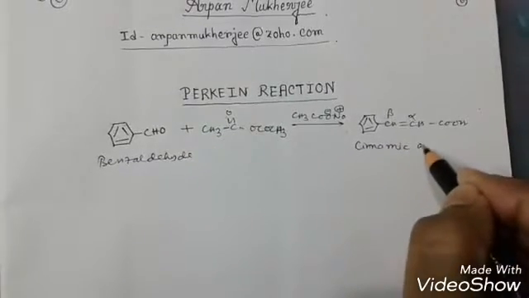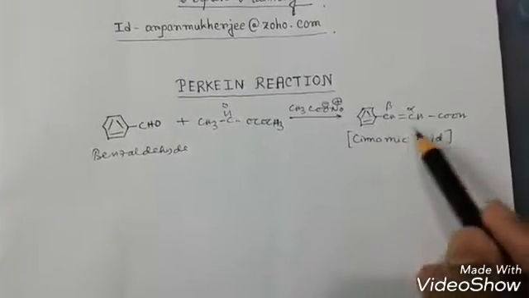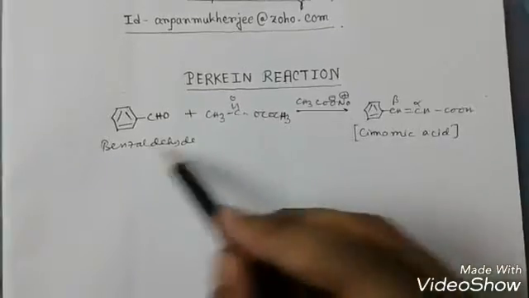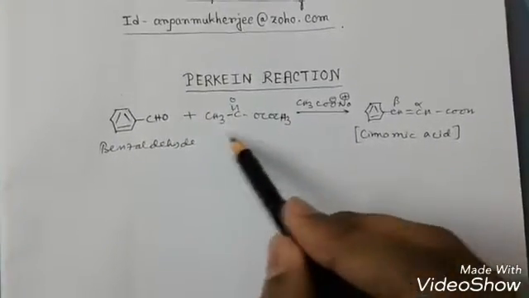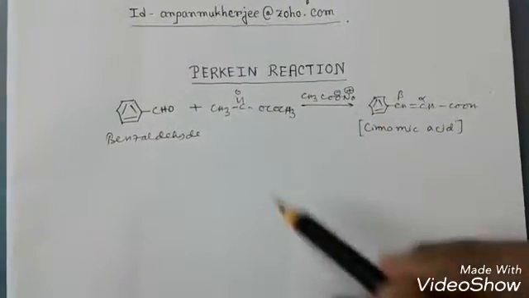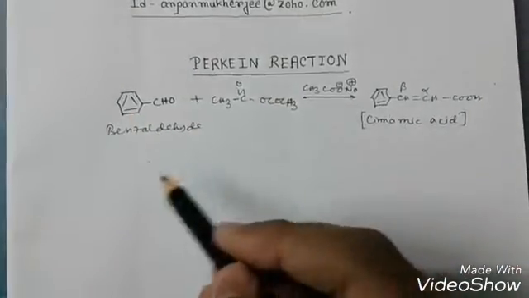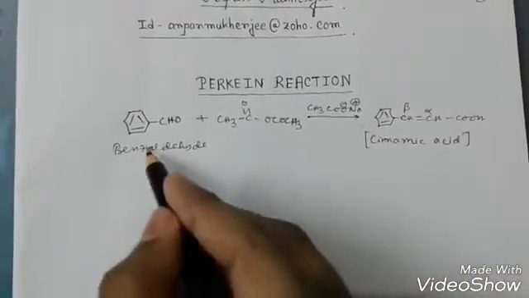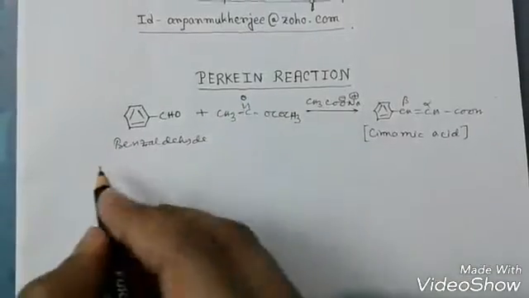Okay, so the Perkin reaction is used to prepare cinnamic acids from benzaldehyde or aromatic aldehydes, the anhydride, and the corresponding salt of the acid. It was invented by Sir William Henry Perkin, a British scientist. Now I will show you the mechanism.